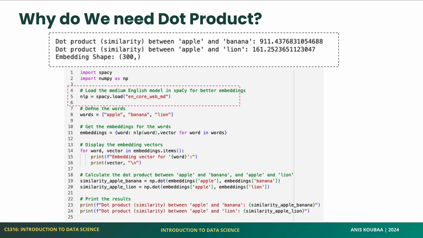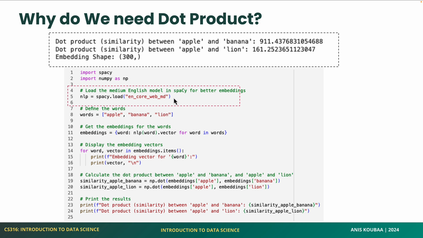Of course, you will learn later on in machine learning and deep learning, in natural language processing, in this track, how we can construct and build this type of embedding system. And what we observe here is that when we calculate the dot product between, for example, apple and banana, we're going to find a large number because they are semantically close. And between apple and lion, we will find a smaller number.